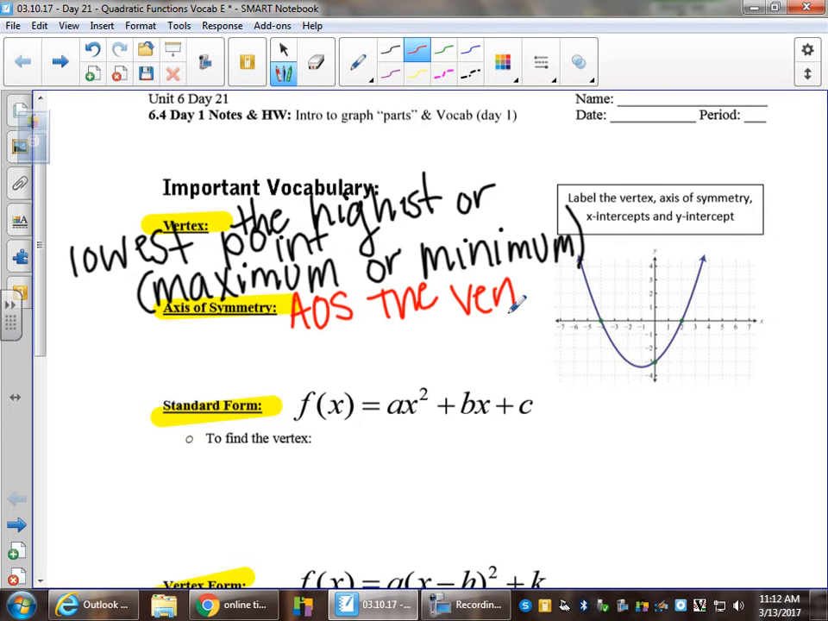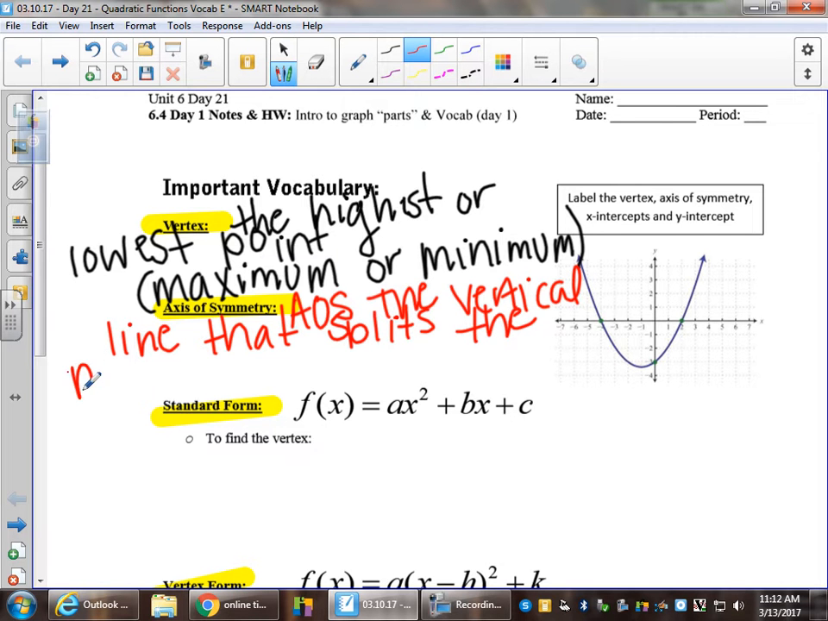line that splits the parabola equally in half. If you need me to repeat it, just let me know.